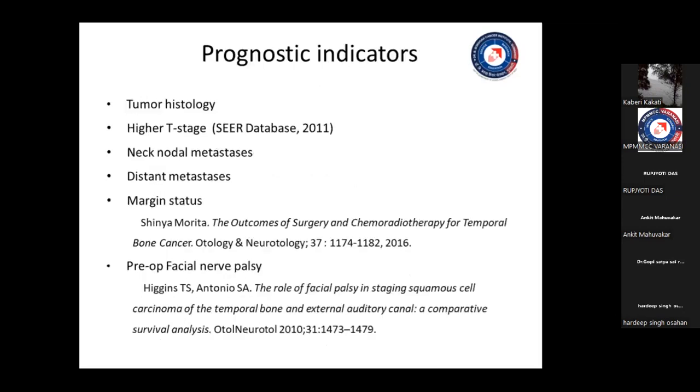Coming to the prognostic indicators, it depends on the tumor histology. Higher T stage, because there is quite a significant difference in survival between T1, T2 versus T3, T4 disease. Neck nodal metastases, distal metastasis, margin status, and preoperative facial nerve palsies, with literature suggesting a drop of survival from 60% to almost 20% if the facial nerve is involved preoperatively. So these are the prognostic indicators which might indicate the future outcome of these tumors.